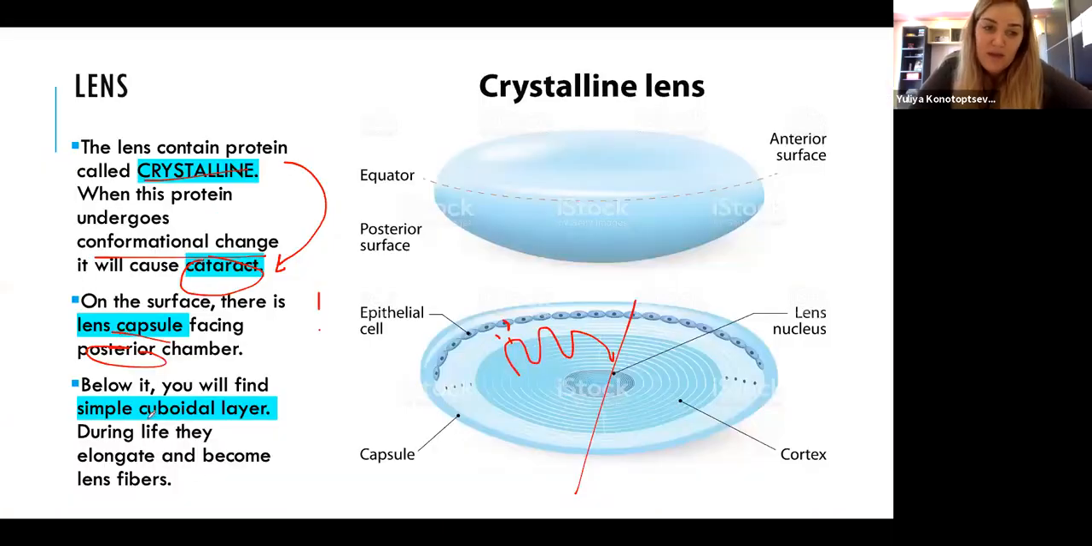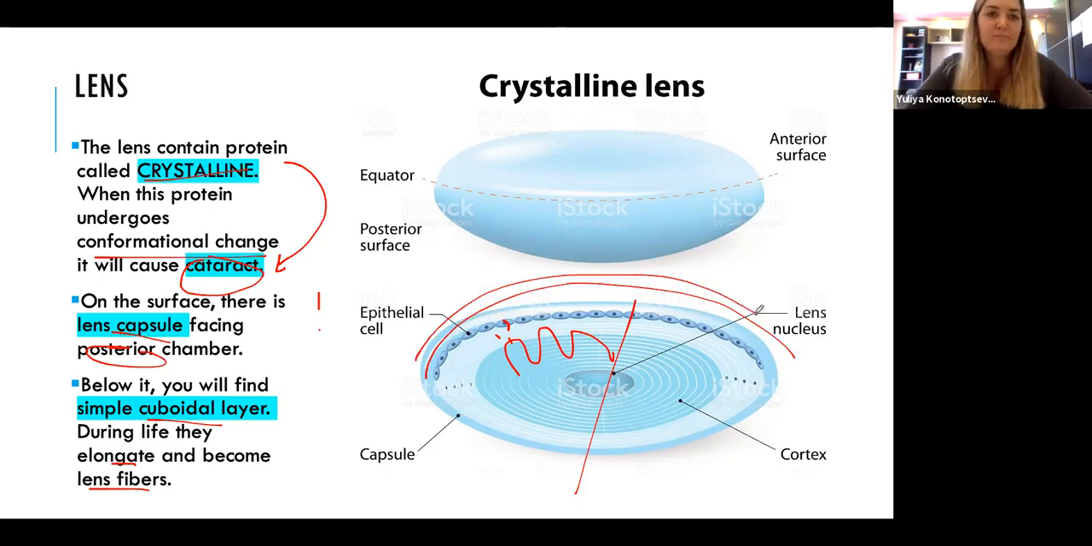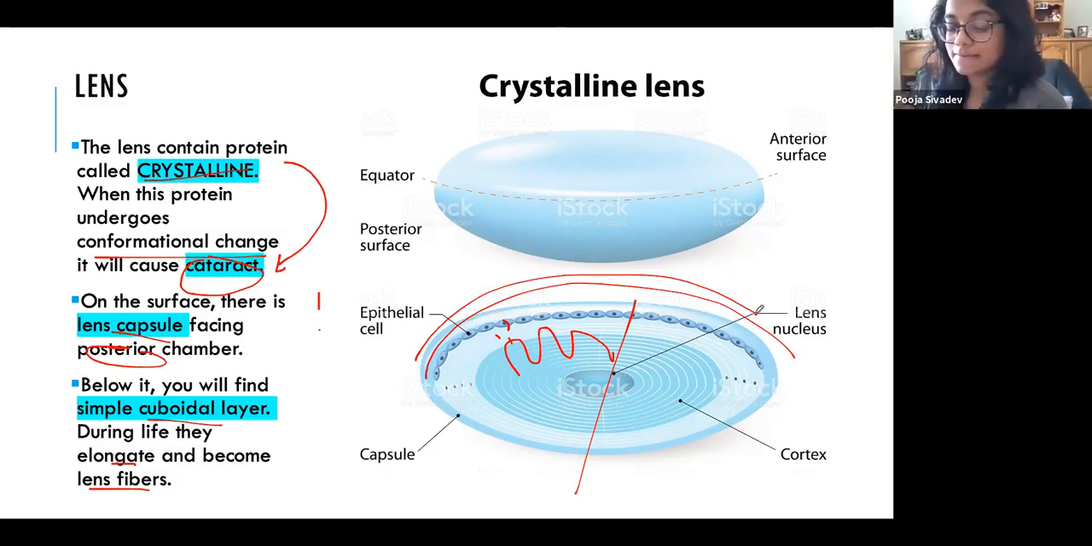These simple epithelial cells through life elongate and eventually become additional lens fibers, okay, through your life. With age, they constantly elongate and become fibers. The problem is, what's going to happen to the lens if you keep on adding fibers? What's going to happen? The lens becomes thicker. Is it good for vision?